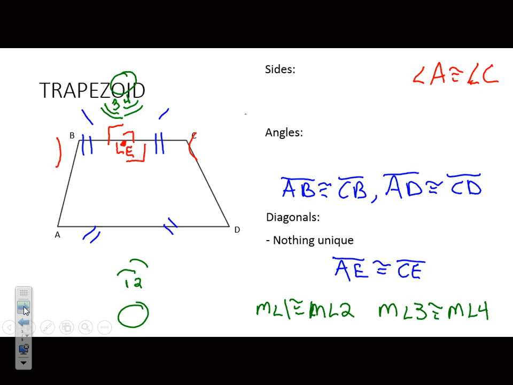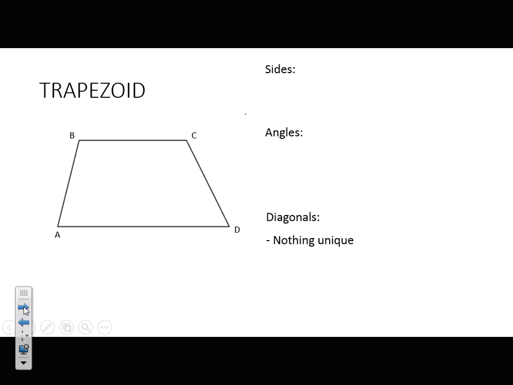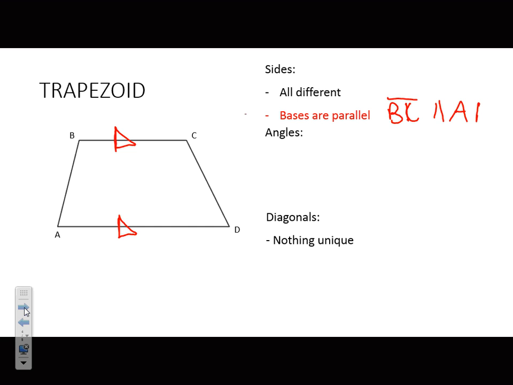We're going to move on to the wonderful trapezoid. So if we look at the trapezoid, this one we're kind of thinking different than we have lately because all of the sides are different. This one has nothing unique. They're going to have all different sides. Right? Now, their bases are parallel. So the bases are going to be parallel. In this case, it's going to be BC is parallel to AD. So BC is parallel to AD.